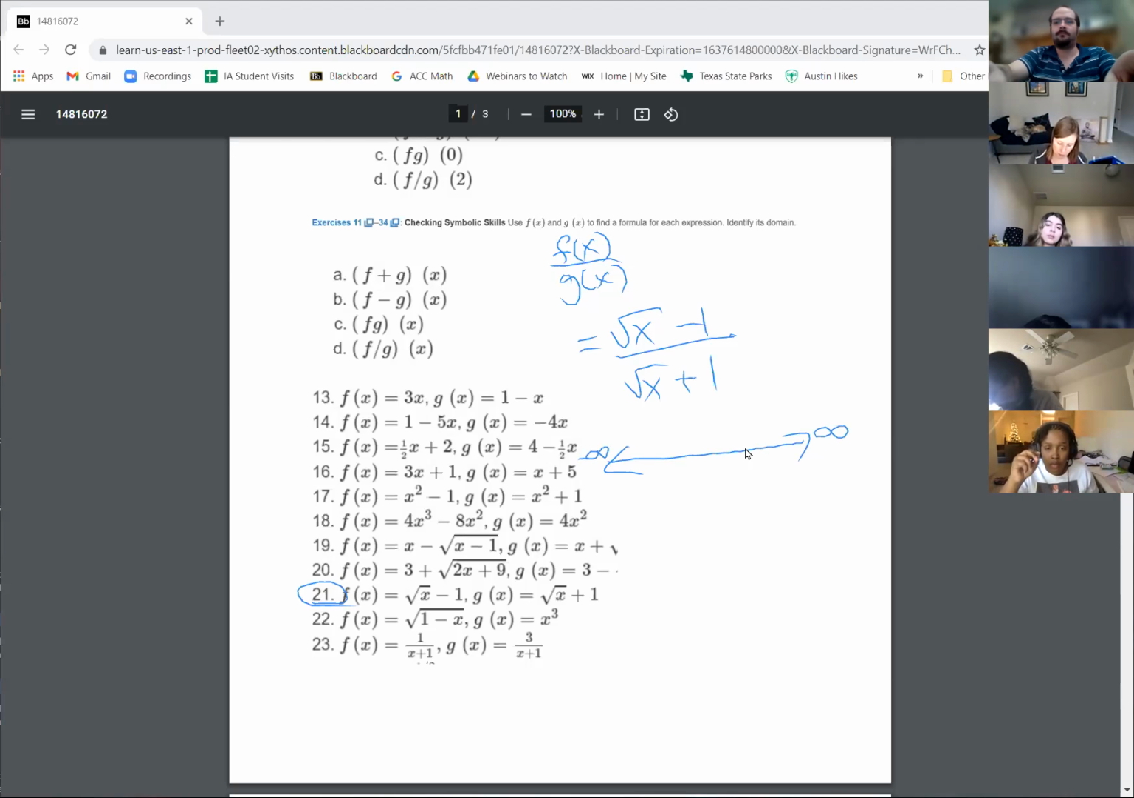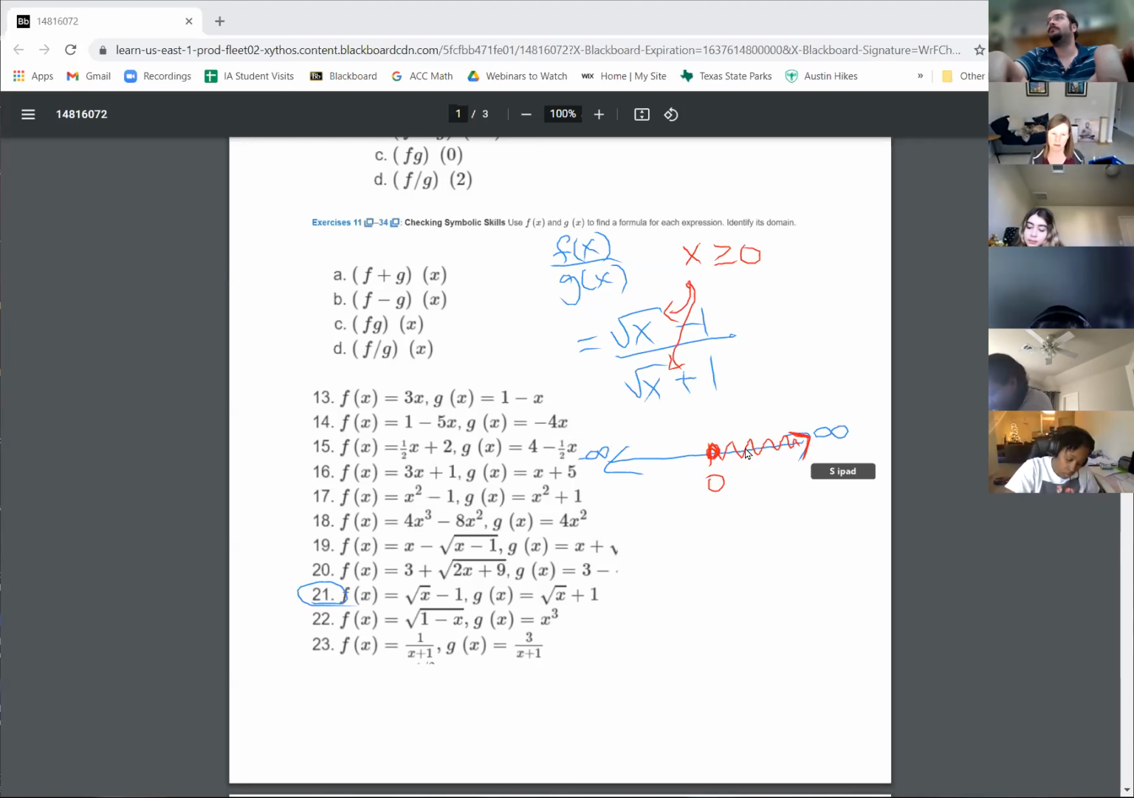Yeah, so we'll look under the square root. Both of our square roots are the same, right? So we have x is greater than or equal to 0. That's what's under the square root. So that means we'll start at 0. So we'll just go to the right side of the 0, because it's the same domain as the other ones.